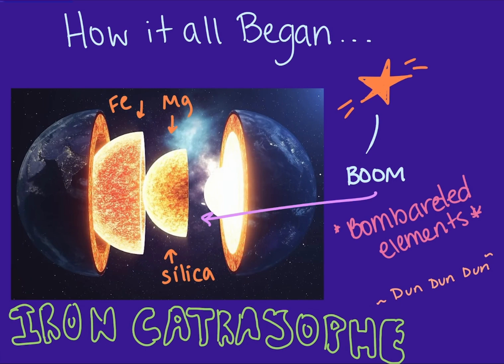To many scientists, this started with a big boom. Dun dun dun. This big boom came from a star explosion, in other words, a star death, aka a supernova. This event led to the star bombarding elements between 1 and 26, with iron included, onto Earth's surface. As the elements sat on Earth's surface, the heavier elements moved closer to the core, with magnesium and iron being closer to the core. This whole process is well known as the iron catastrophe. So let's get started with compositions.